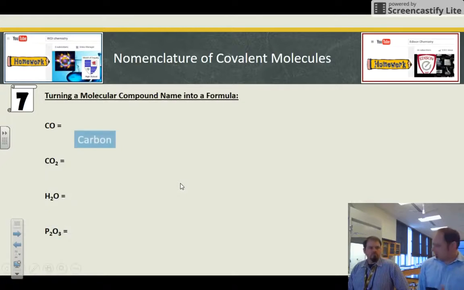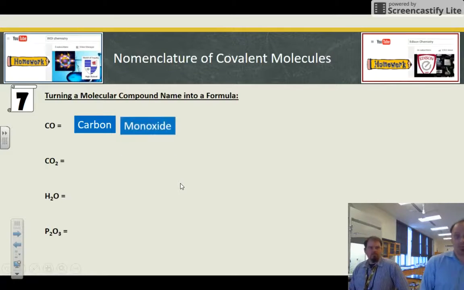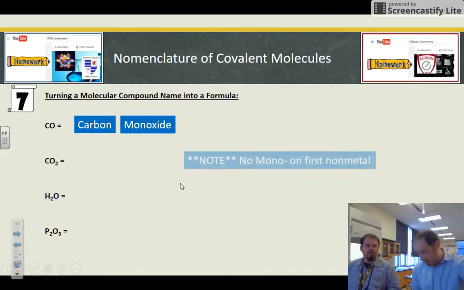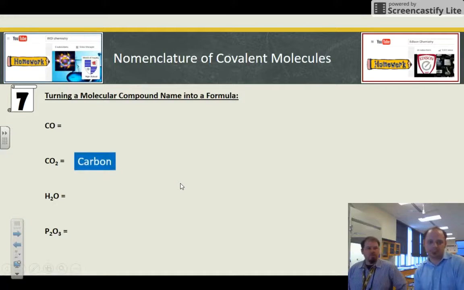Are these fully animated? Yes, they are. The first nonmetal says its name, carbon. The second nonmetal gets a prefix, mono. 1 oxygen, mono. Ox for oxygen, ide. Carbon monoxide. End of story. Notice there's no mono on the first nonmetal. We never say monocarbon monoxide. It would be redundant. So again, carbon, not monocarbon.